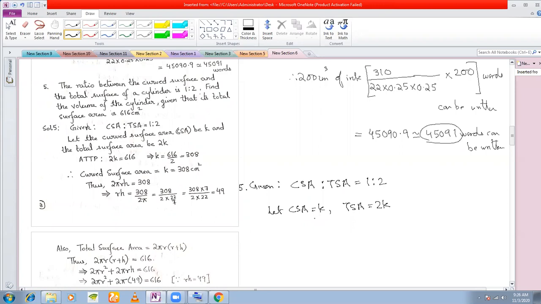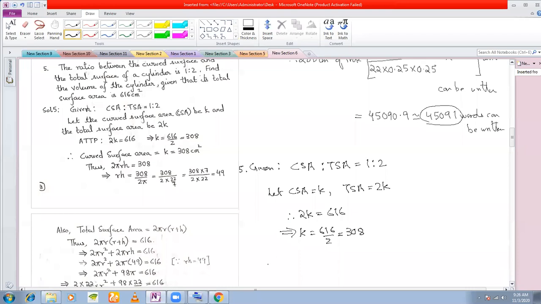Given that its total surface area is 616. So therefore, what is the total surface area given? 2K is equal to 616. From here, we can find out the value of K. 308. This is the value of K. So what is the total surface area here? In fact, the curved surface area now.